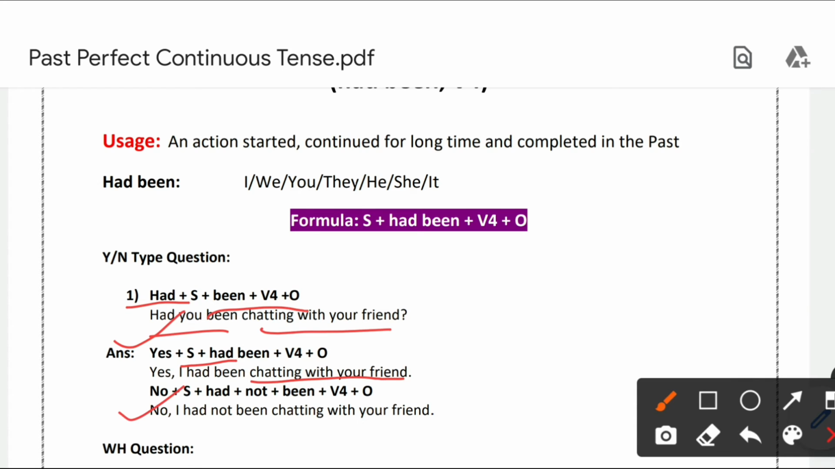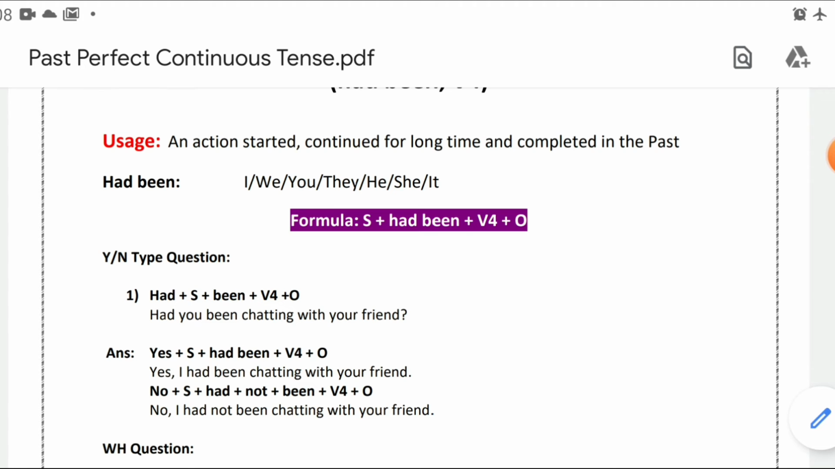Now, if there is a negative sentence, then you have to remember to use not in the third place. So, I had not been chatting with your friend. That becomes your negative sentence.